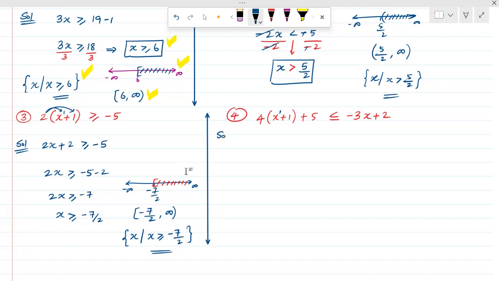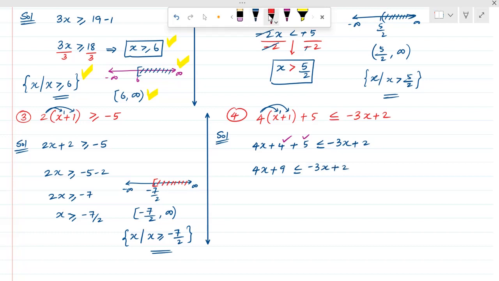Now here we will have an expression on both sides of the inequality. First you have to simplify. After that you will do this part. Now what is this multiplication? Here you have 4x plus 4 plus 5, which will be separate. You should not multiply the 4 here. So it is less than or equal to minus 3x plus 2. Now I will add this part. Number with number, simplify. You will have 4x plus 9 less than or equal to minus 3x plus 2.